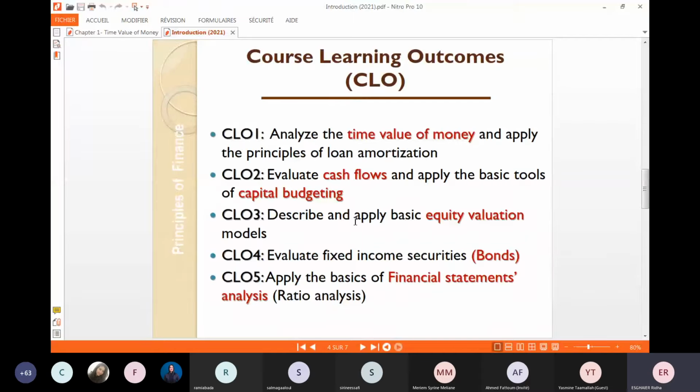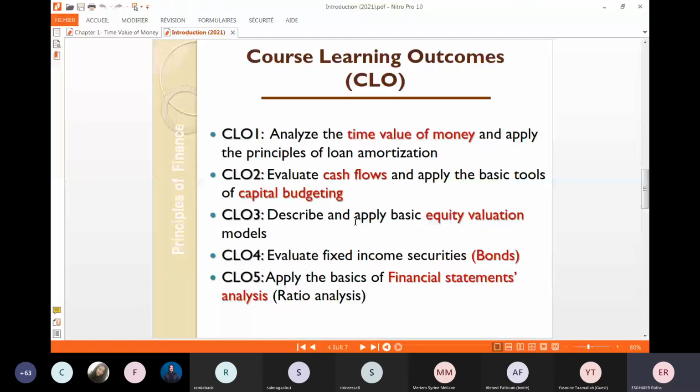At the end of this course, you should be able to analyze the time value of money and to apply this principle of time value of money to the loan amortization techniques. You should be able to evaluate cash flows in relation with the investments. When we say cash flow, it means what we invest today, for example, and what this investment will generate in the future. You will be able to evaluate it with these cash flows and to apply the basic tools of deciding whether to accept or not a project. We call it in finance the capital budgeting.